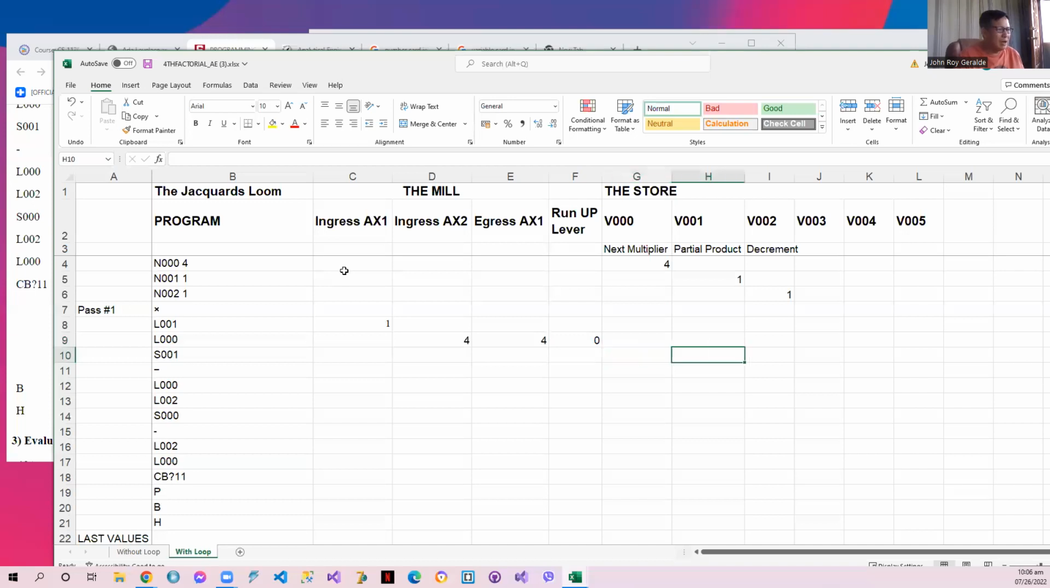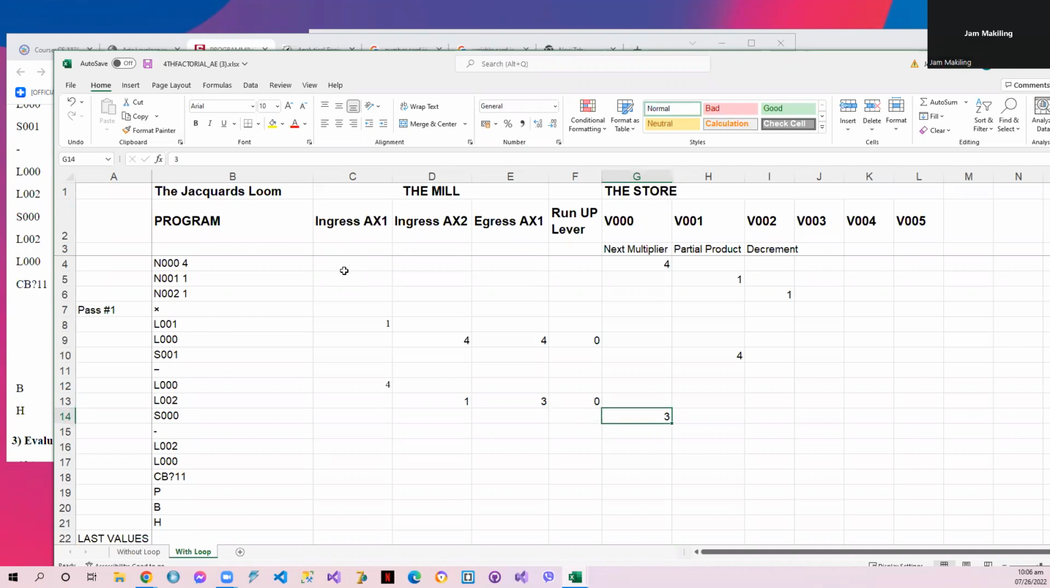S001. So this will become 4. Okay? Shall we continue? Minus L00. What will be this value? 4. L002. 1. 4 minus 1 is 3. This is the run-up lever? 0. Okay. S000. So this will become 3. Do you follow?